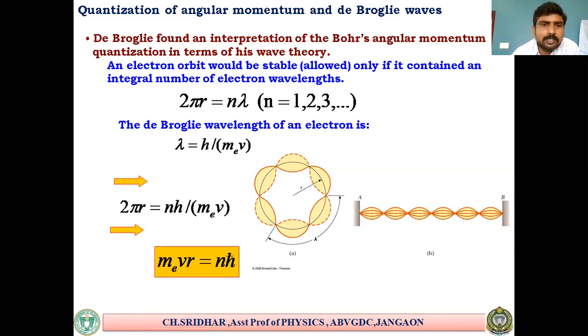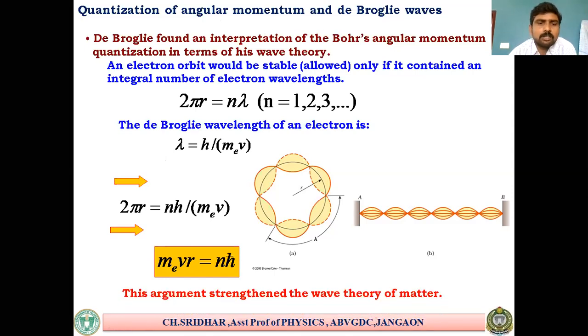From this, me into v goes to the other side and becomes me into vr. The orbital angular momentum is equal to nh by 2 pi, that is n h-cut. So mvr is equal to n h-cut, that is nh by 2 pi. This is the second postulate of Bohr, the quantization of angular momentum, which is derived from de Broglie's concept. This argument strengthened the wave theory of matter.